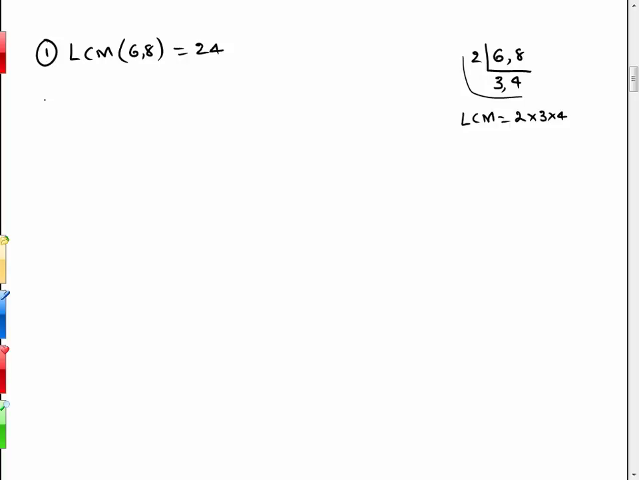Cool? Let me do another example. How about LCM of 18 and 24? Okay, so as before, let's write 18 and 24 on this side. Now, is there a number that goes into both 18 and 24 other than 1? Well, several numbers go, right? 2 does, 3 does, and so does 6. So if you can think of the biggest number that goes into both of them, use that.